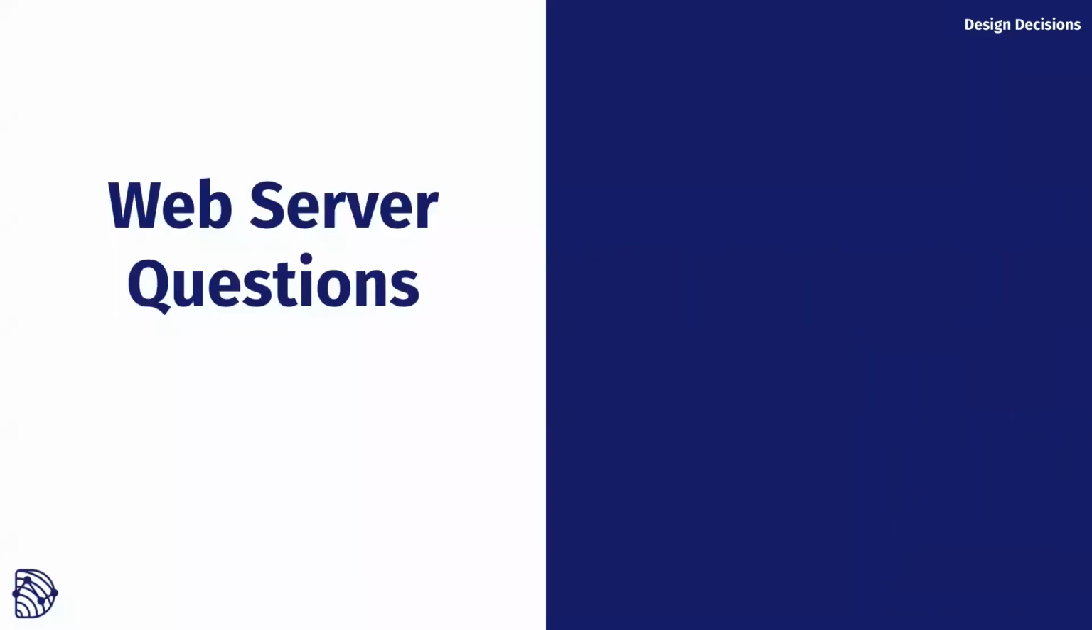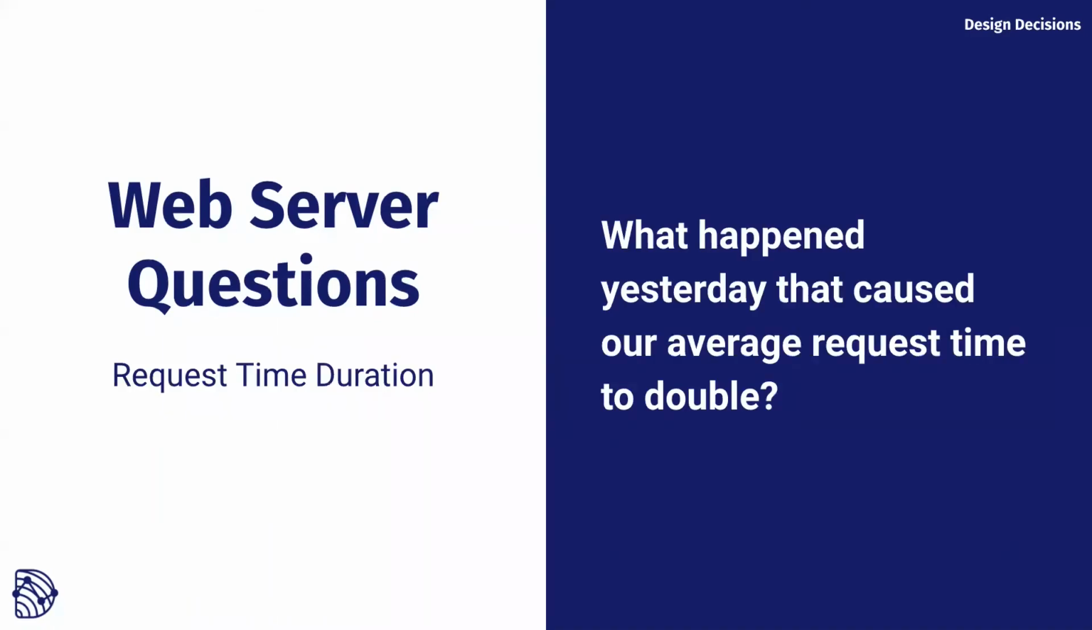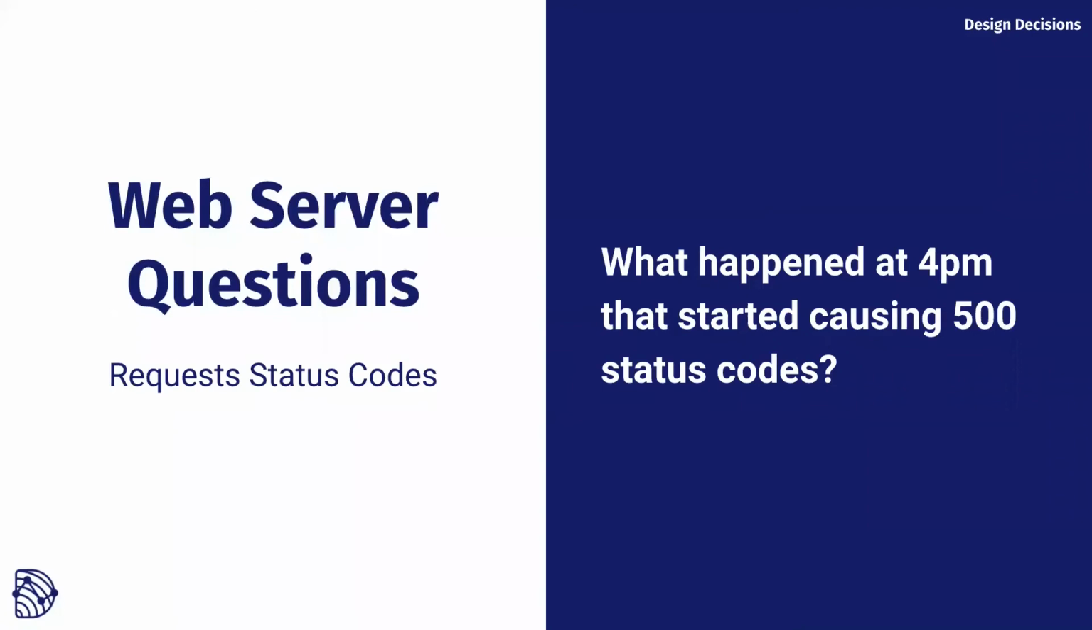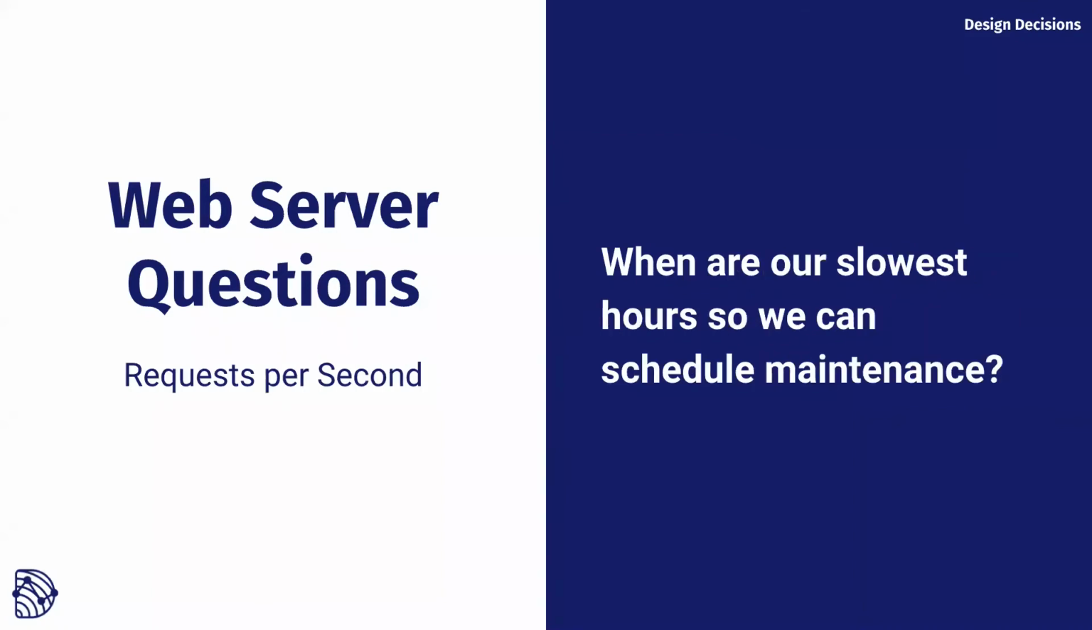If we look at web servers such as Apache or Nginx, we can think of a few important metrics that use time as a measurement. Number 1, request time duration. What happened yesterday that caused our average request time to double? Number 2, request status codes. What happened at 4 p.m. that started causing 500 status codes? And number 3, requests per second. When are our slowest hours so we can do some maintenance?